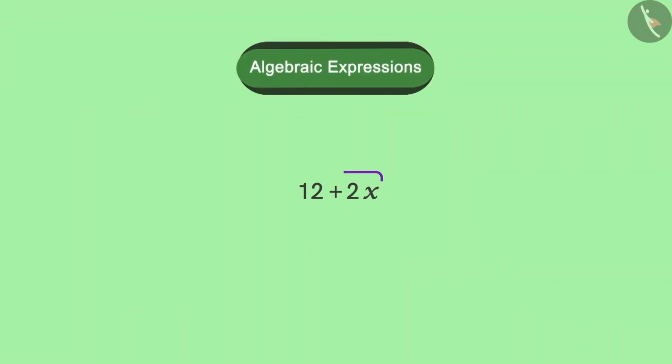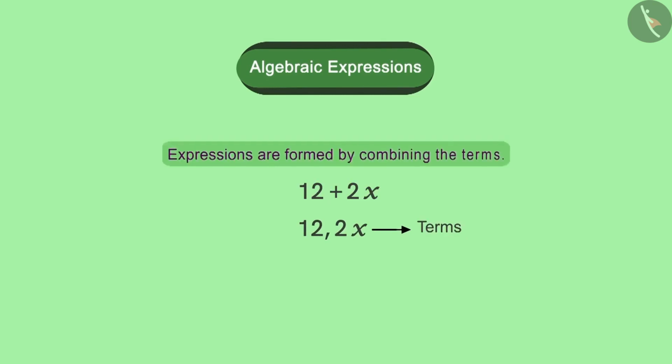We can see here that the expression has two parts. Here, 2x is the product of 2 and x, and then 12 is added to it. We saw in our last video that an expression has various parts which are formed separately at first and then they are added to one another. These parts are called terms. So there are two terms, 12 and 2x, in our expression.